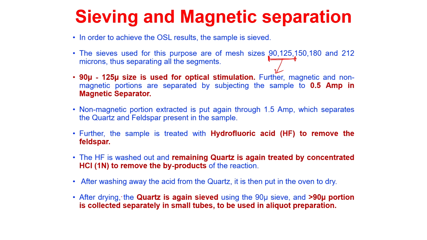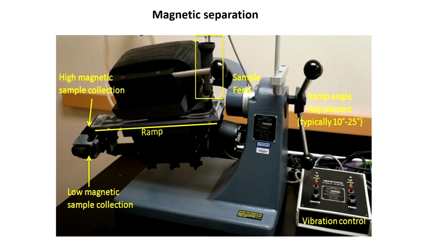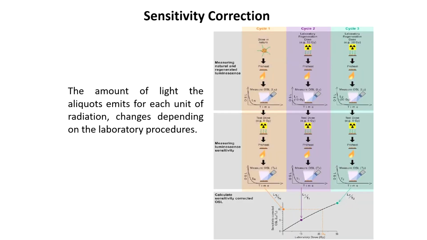After drying, the quartz is again sieved using the 90 micron sieve, and the portion greater than 90 micron is collected separately in small plastic tubes. Okay. So that is used for the preparation of the aliquots. So this is your magnetic separation. During the lab, we will show you all these instruments.